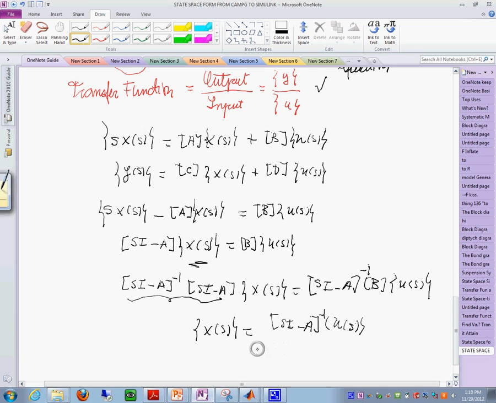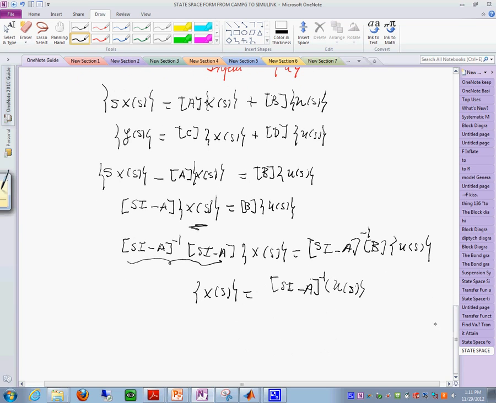Now, look, if you have this, how about we replace it over here? On the second equation, you will have that Y of S like this.